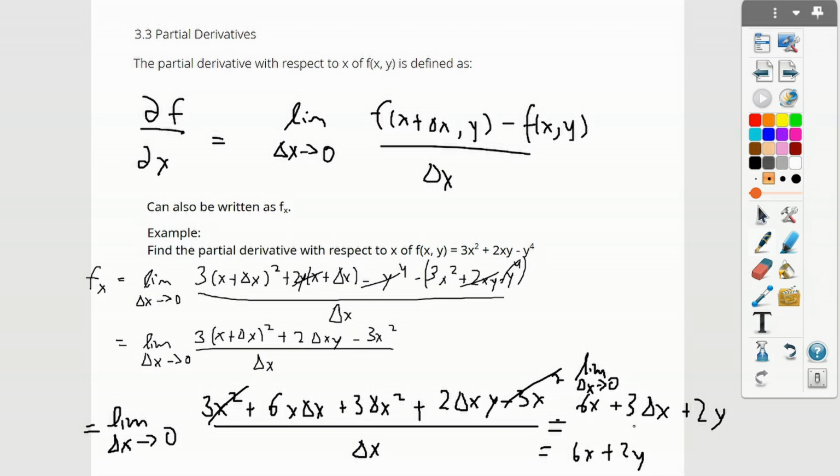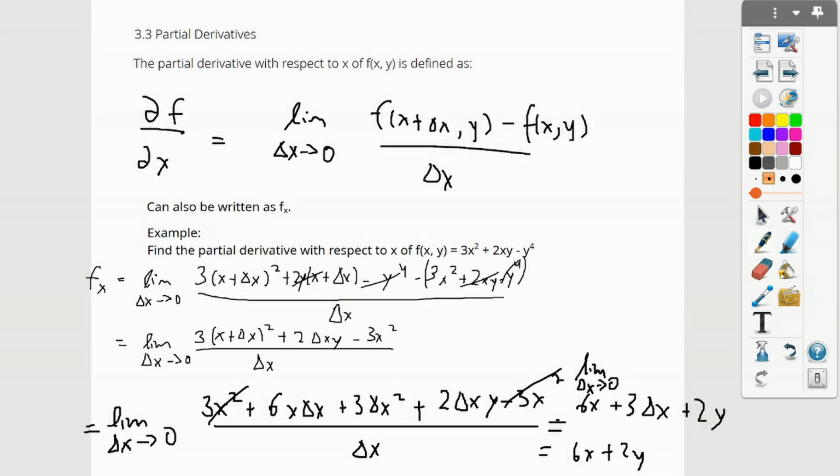If you look a little bit more closely, the y is actually a constant in this expression. So the derivative of y to the fourth, which is the derivative of a constant in this case, because it's not with respect to y but with respect to x, just disappears.